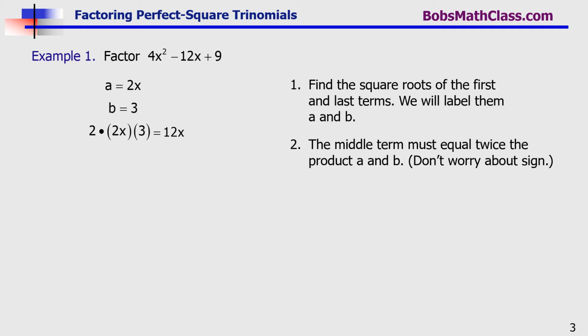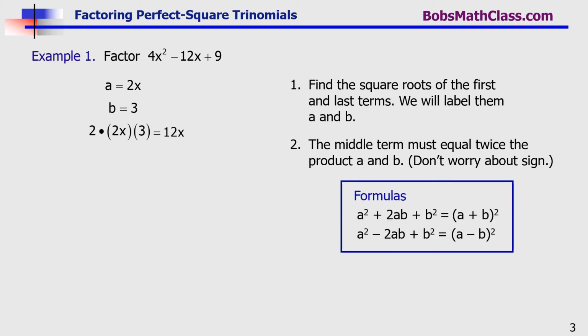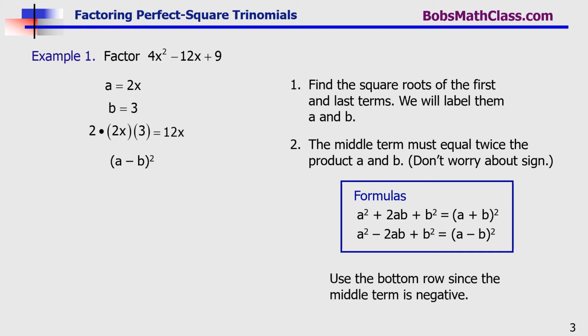Well, which formula? There's two formulas. There's one with the plus for the middle term, and there's one with a minus for the middle term. Which row are we going to use, the top row or the bottom row? Right, we're going to use the bottom row. The bottom row says a minus b squared. Look at the right side of the equal sign. That's what we're looking at. So we're going to use the bottom row, which is a minus b squared. And our a is 2x and our b is 3, so you just put them into the formula, so it's 2x minus 3 squared.